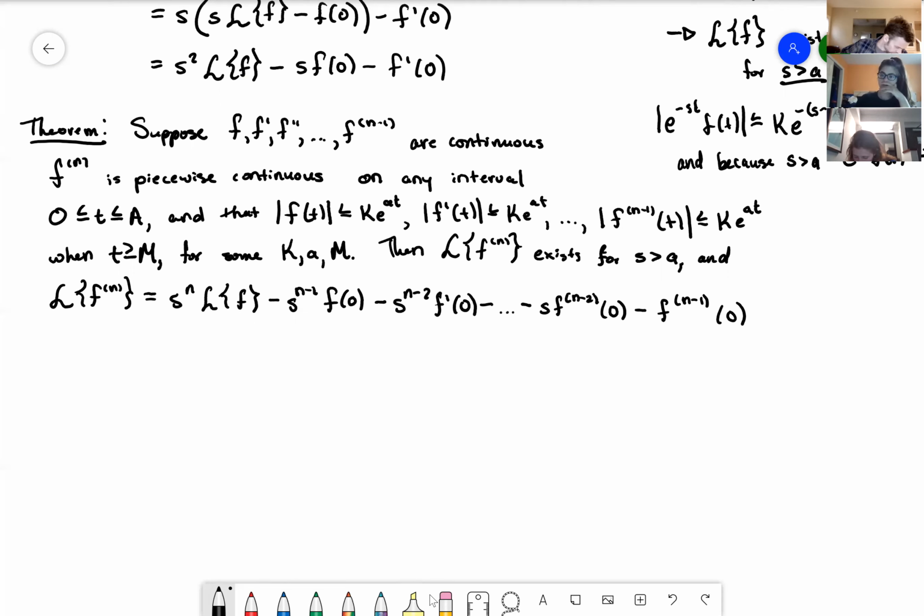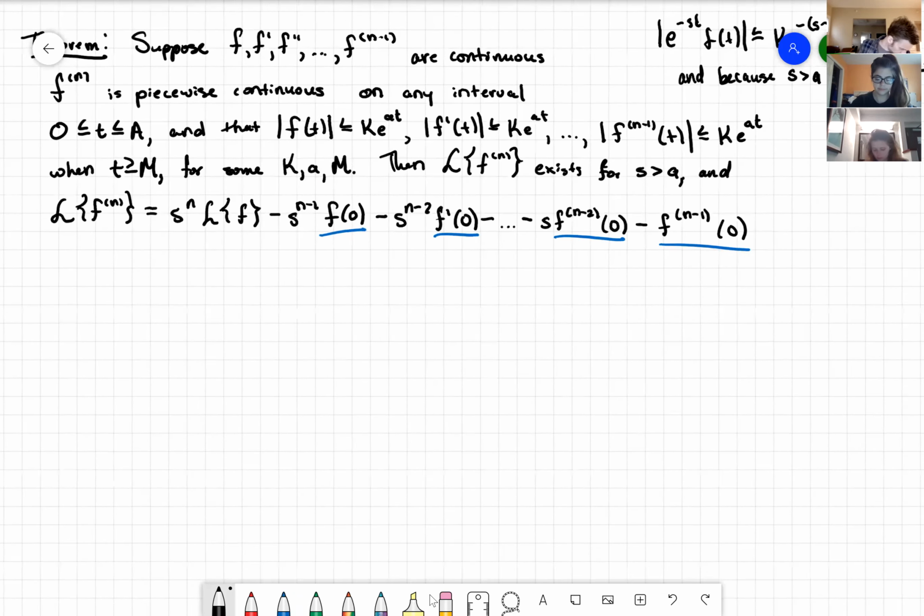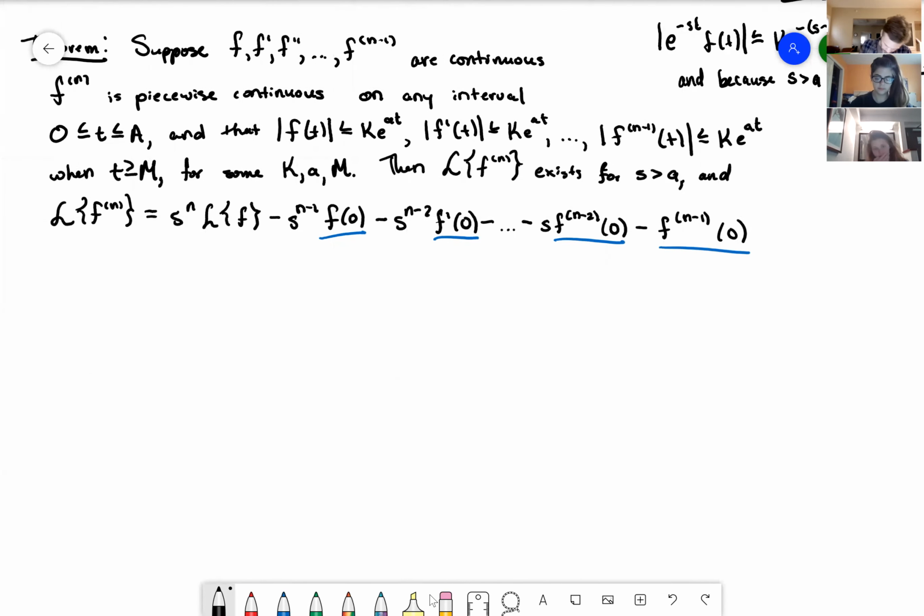So this gives us the connection between all of these things right here, which constitute the initial value of our solution. And so this gives us a connection between the initial value and the Laplace transform of the solution. So what happens when we actually apply this to a problem? I'm going to write up an example.